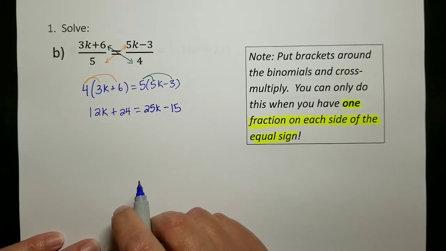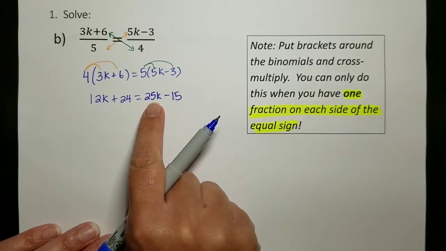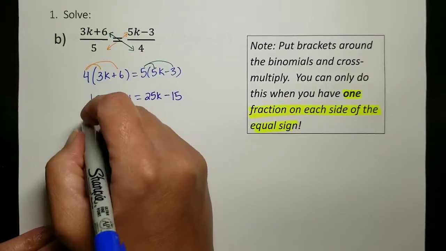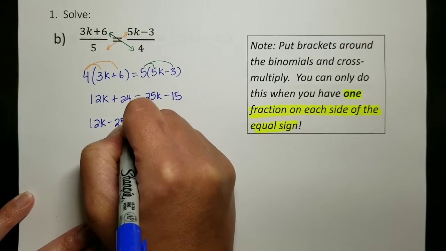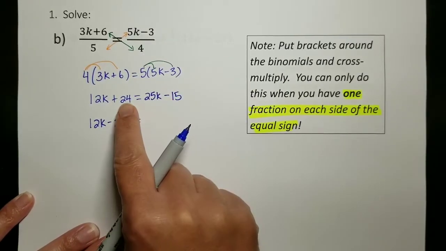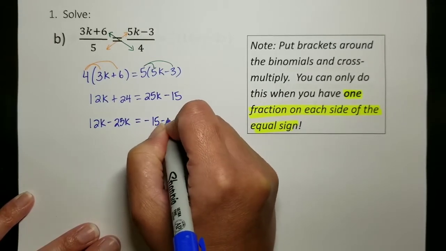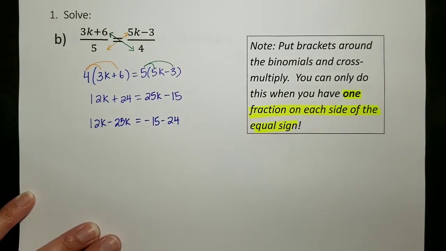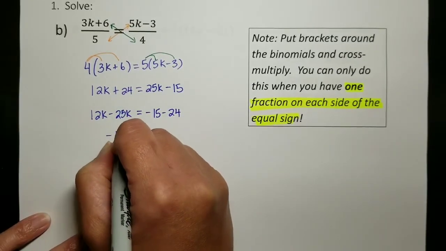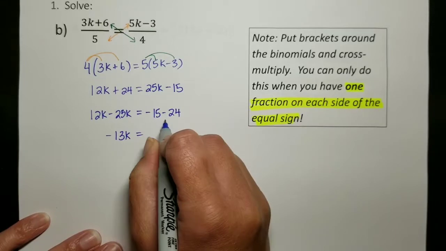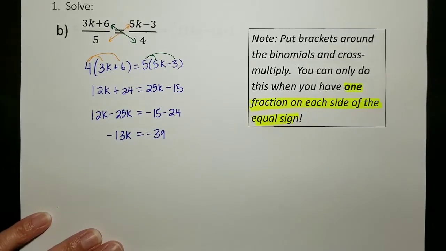Going through the same strategies of moving the variable terms to one side, I'm going to undo this by minus 25k on both sides. So I have 12k minus 25k. And over here I have plus 24, so I'm going to have minus 24. So negative 15 minus 24. 12k take away 25k is negative 13k. Equals, that's negative 39.